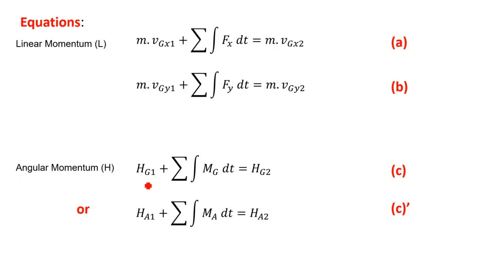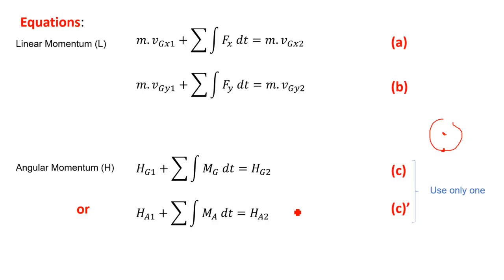For the angular momentum, we're going to have the HG1 plus the sigma of the integration for the moments at the point G to the dt equal to HG2. Or we can have it around the point A, so it's either going to be around the point G or around the point A. In that case, we're going to have the HA1 plus the sigma of the integration of the moment around the point A as a function of time equal to the HA2. So we don't have to use both of them. You can use only one of them and it's going to give me the answer.